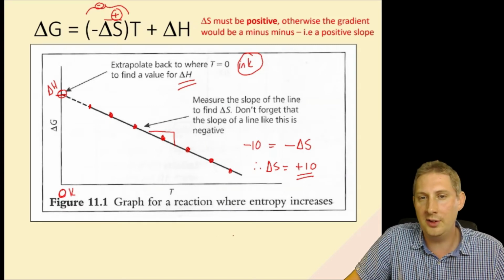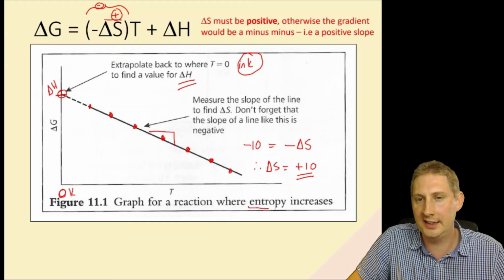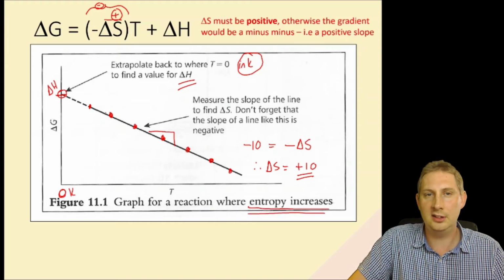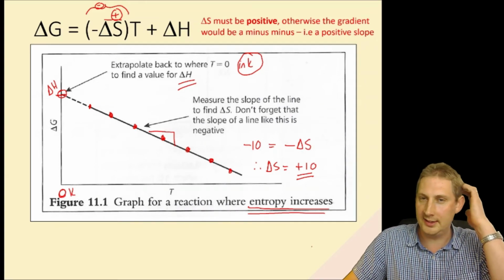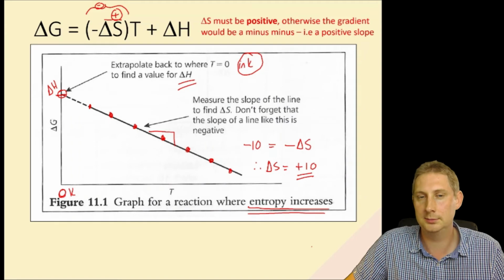Okay, so if the entropy increases, delta G gets less positive, more negative as the temperature goes up.